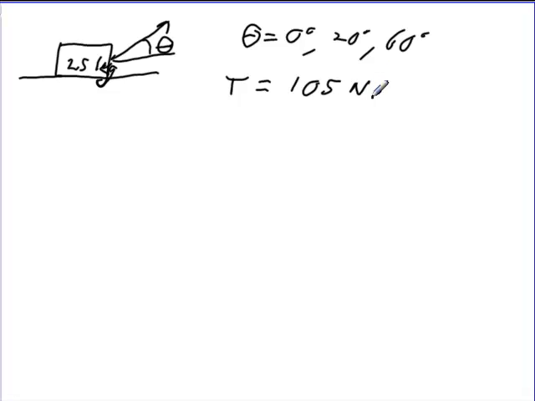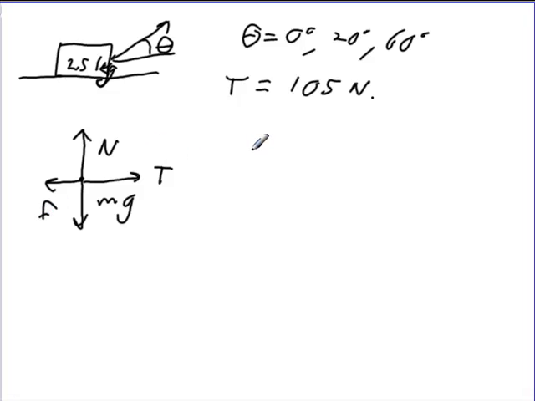Okay, so the first step is to draw a free body diagram. In the simplest case, where I pull it directly horizontally, all of my forces are a gravitational force, mg down, a normal force, n up, a tension force to the right, and a frictional force to the left.